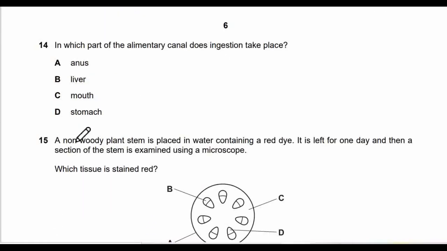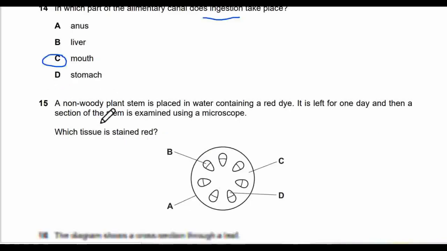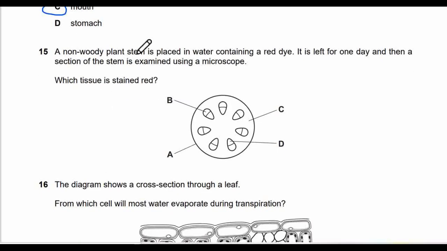Question 14, in which part of the alimentary canal does ingestion take place? Ingestion means the process of food taken into the body. So it will be starting from the mouth. I think that's clear. Question 15, a non-woody plant stem is placed in water containing a red dye.